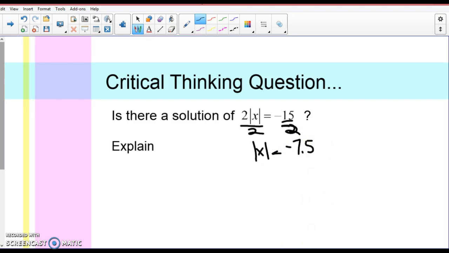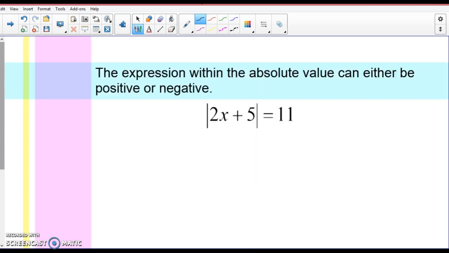Is that possible? No, there is no number in the world that I could put inside that absolute value and get negative 7.5. Because absolute value is always positive, so there is no solution. Okay, those are the easiest ones.